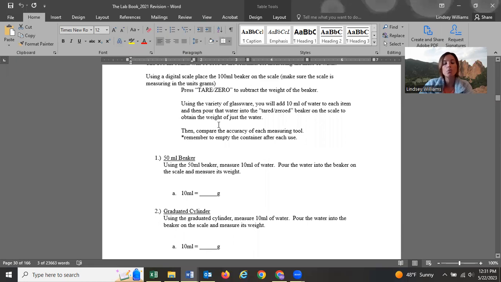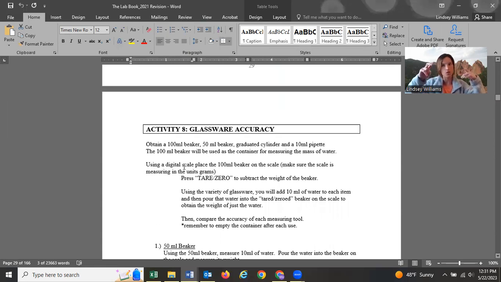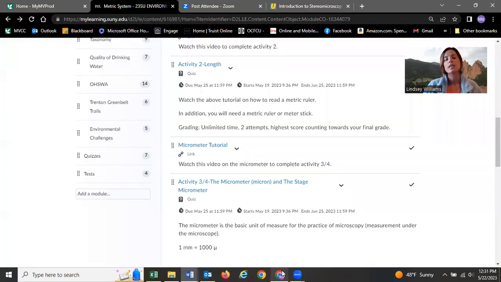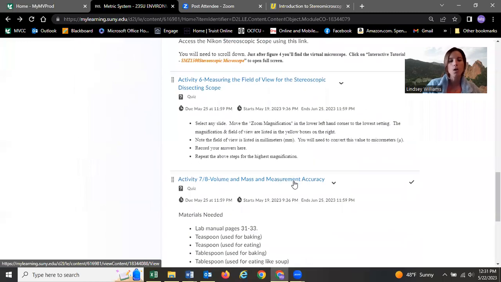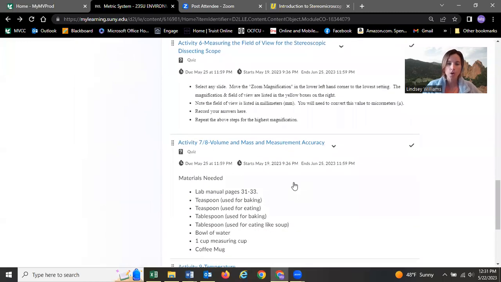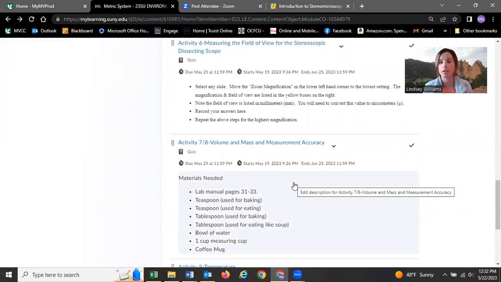And so you're going to be measuring. So here's where we diverge from the in-person activities, so here we're reading the lab. Activity 8 does not correspond precisely to the activity that you're going to do at home. The activity that you are going to do at home involves measuring with teaspoons, like a baking teaspoon and a teaspoon that you use in your coffee, for example, and a measuring cup versus a coffee cup.